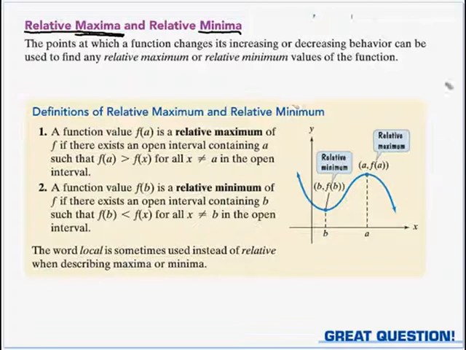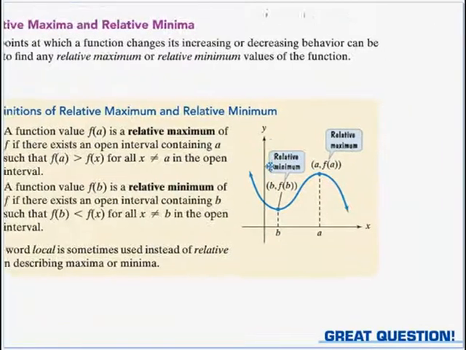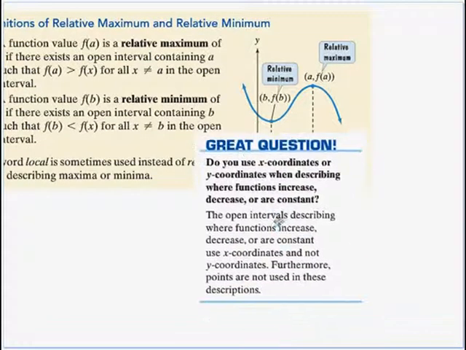And I see down there in the corner hiding is a great question. Do you use x coordinates or y coordinates when describing where functions increase, decrease, or are constant? Okay, these open intervals describe where the functions increase, decrease, or are constant. Use x coordinates, not y coordinates. Remember, we're chopping up the domain, and the domain is the x-axis. Furthermore, points are not used in these descriptions.